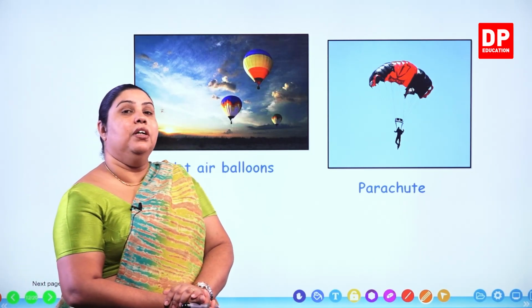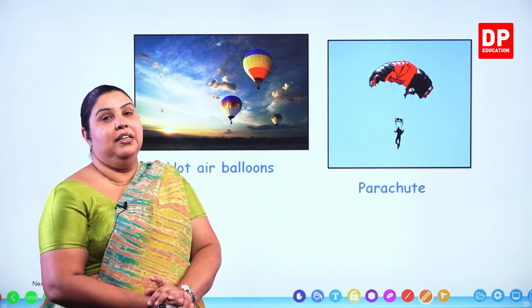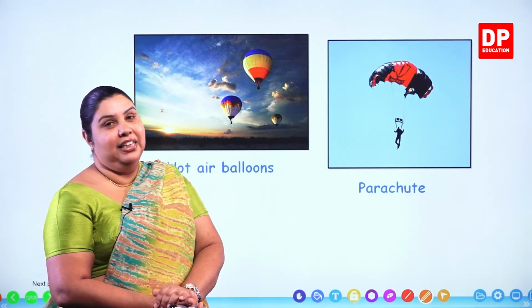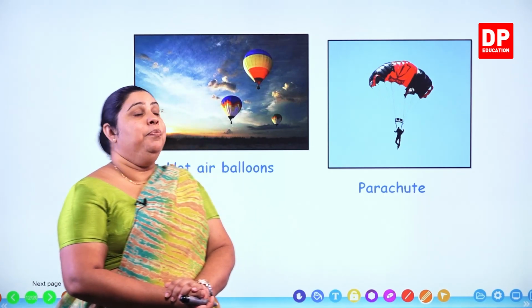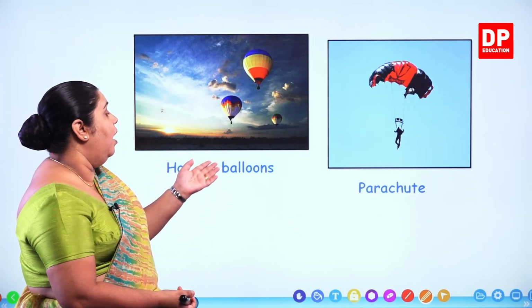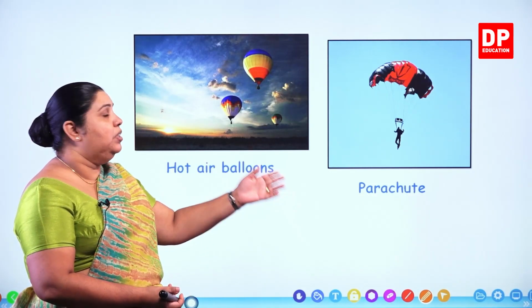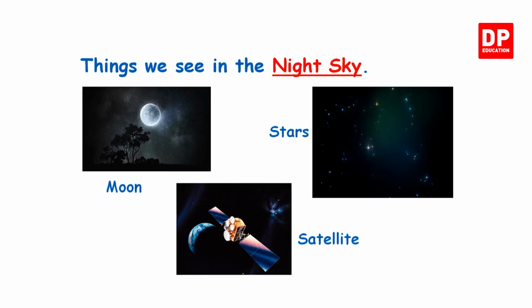We can see a parachute best when we look at the sky in the daytime, right? We don't see people jumping with parachutes at night. A parachute is seen in the daytime sky. Parachute. And what is this new word? Hot air balloon. Parachute, hot air balloon. So these are the things that we saw during the daytime.